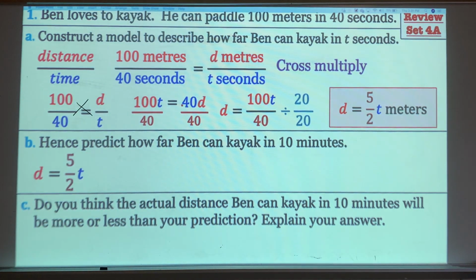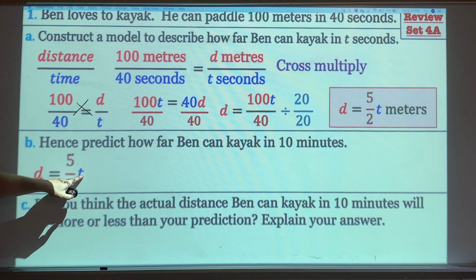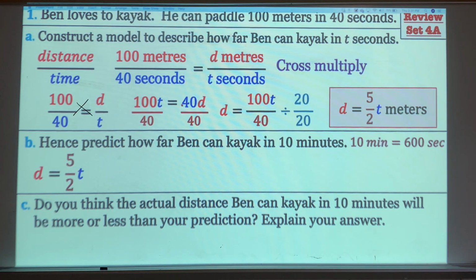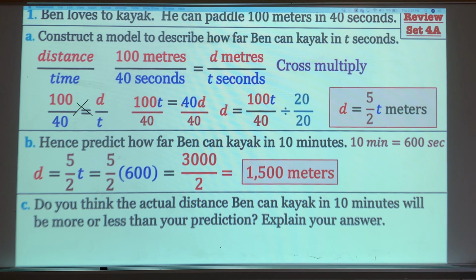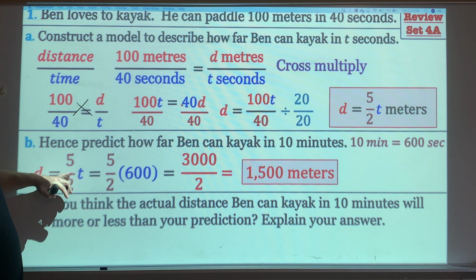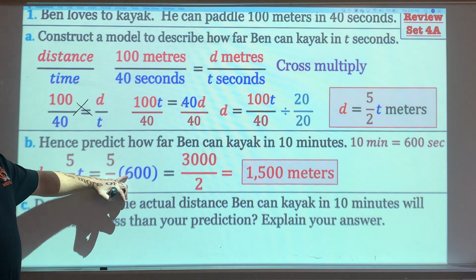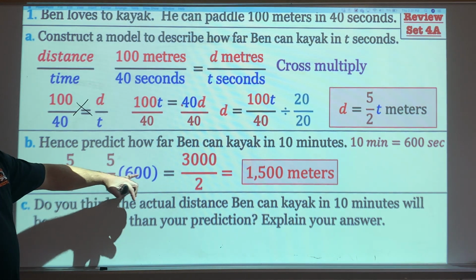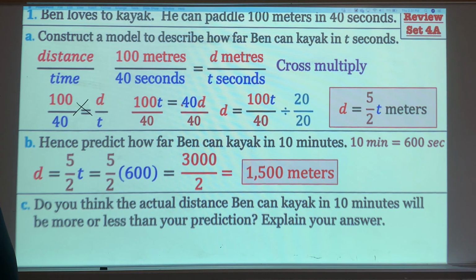10 minutes. D equals 5 over 2T. 10 minutes, like I said, is 600 seconds. 5 over 2 times 600 is 3,000 divided by 2, which is 1,500 meters. All right, now, the way this works is pretty easy. If you left this as 100T over 40, this would just be 100 times 600, which is 60,000 divided by 40, which also equals 1,500. So you still get the same answer.